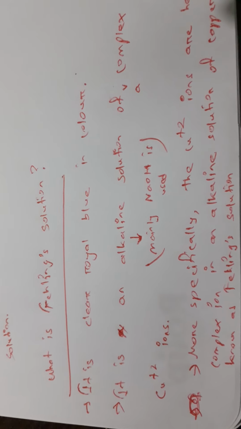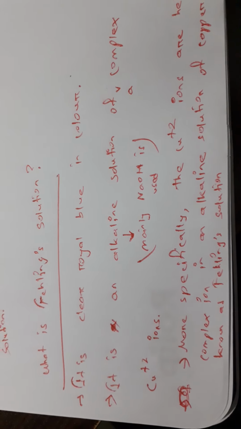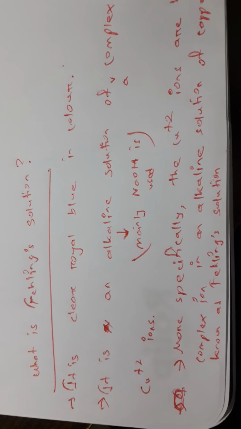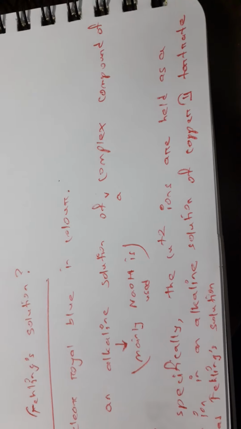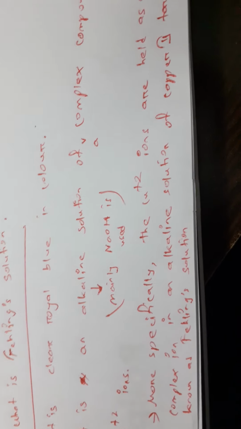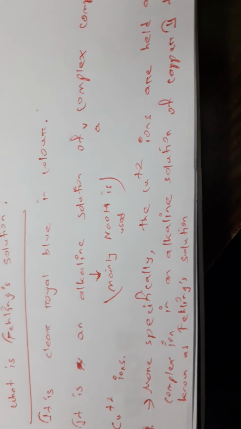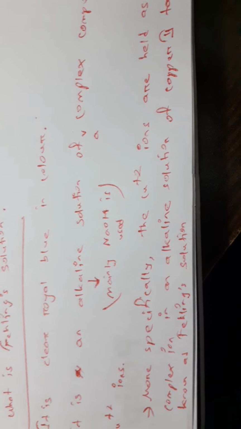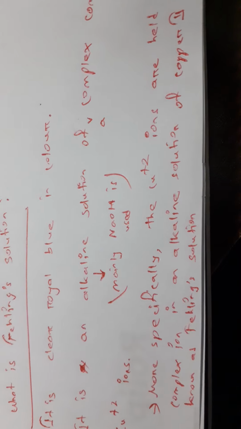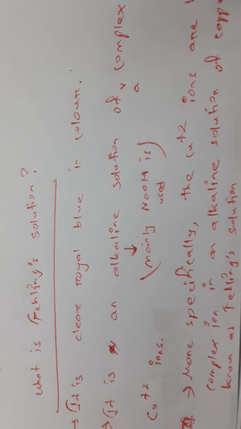Now, for Advanced Subsidiary levels or A levels, for A level students, you only need to know this much about Fehling solution, which is it is an alkaline solution of a complex compound of copper 2 ions, or more specifically, the copper 2 ions are held as a complex ion in an alkaline solution of copper 2 tartrate, which is known as the Fehling solution, and the alkali that is used is mainly sodium hydroxide.